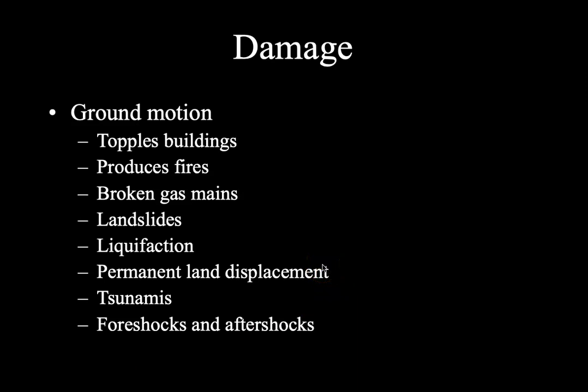Now we're going to talk a little bit about the damage. This is actually the most important part of this subject because, as you know, there's no such thing as a natural disaster without people. The disaster is really a measure of suffering or inconvenience that happens to humans. And that damage can take the form of toppled buildings, fires, gas main breakages, landslides, liquefaction, permanent land displacement, tsunami, foreshocks, and aftershocks.